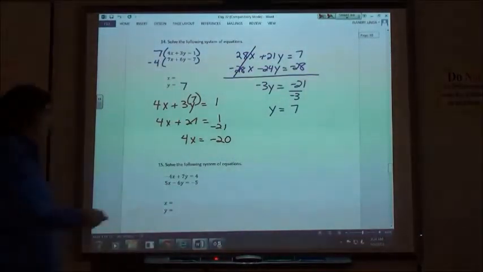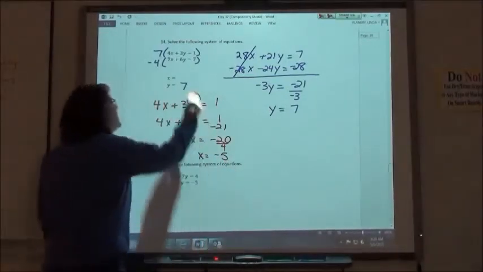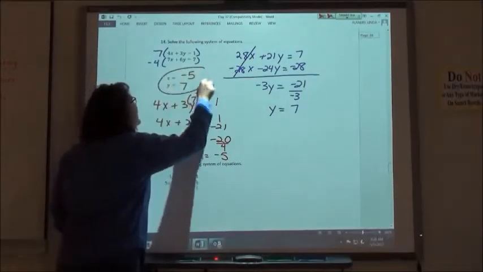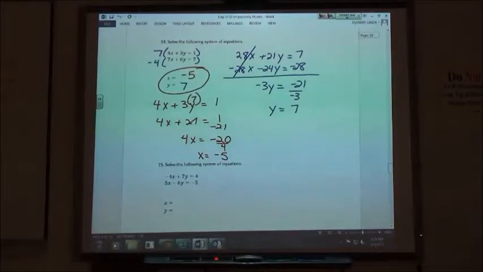Then we divide. Equals negative 5. Don't lose those negative signs, right? Because that'll make a difference. 5 and negative 5 won't be the same thing. All right, we found our two answers. X is negative 5, y is 7.